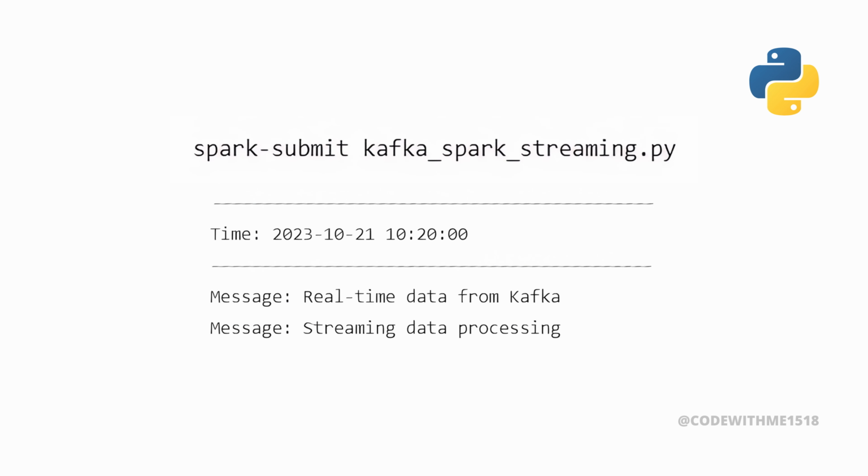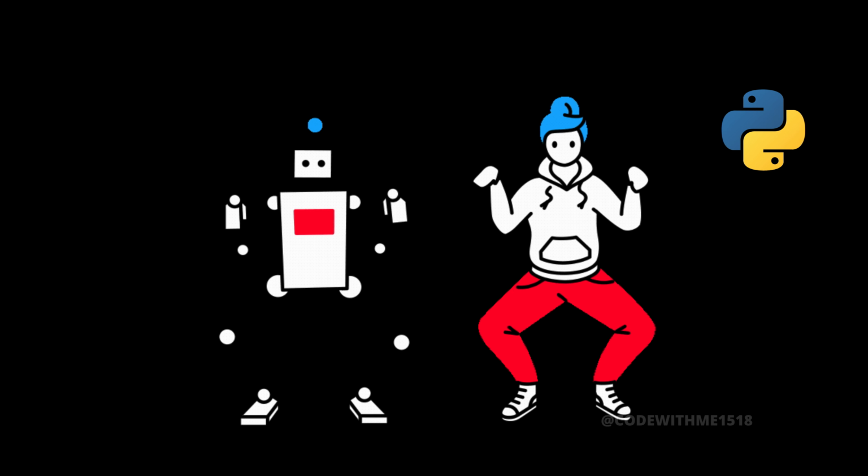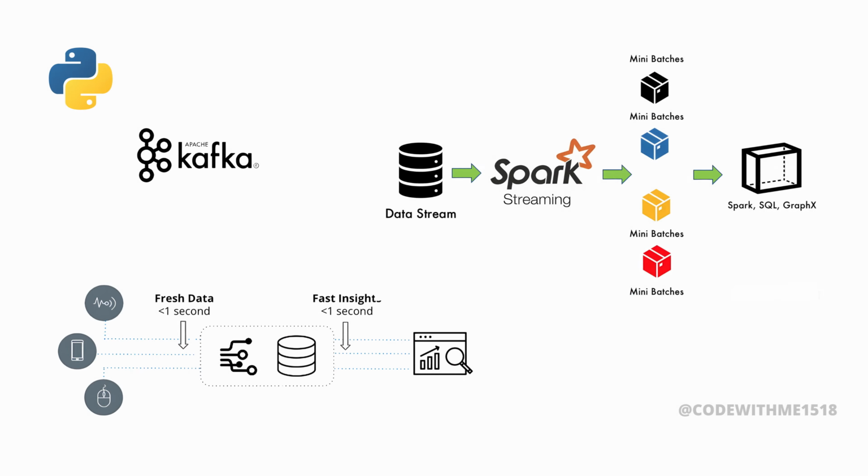Now, let's run the script. It will connect to Kafka and start streaming data from the test topic. You'll see the data being printed in real time. And that's it for today. In this tutorial, we've set up Kafka for data streaming and processed real-time data using Spark streaming. Data streaming is essential in modern data engineering, and tools like Kafka and Spark make it easier than ever to handle real-time data at scale.